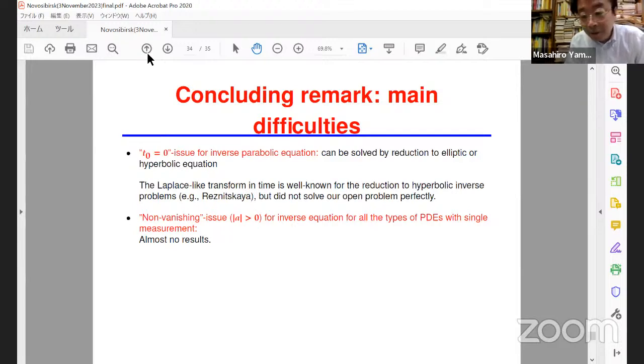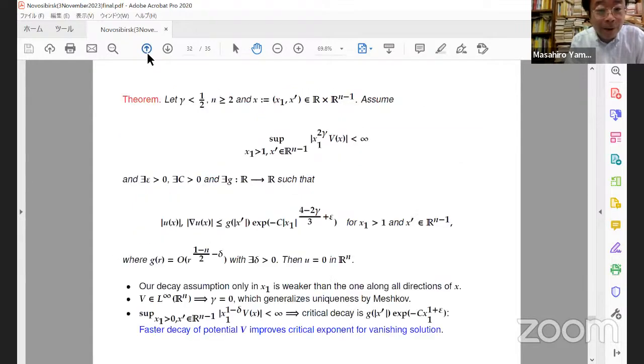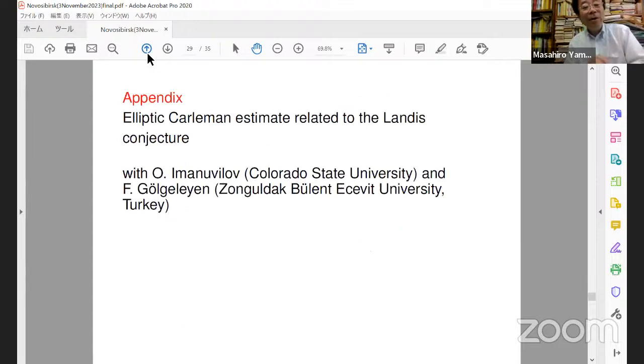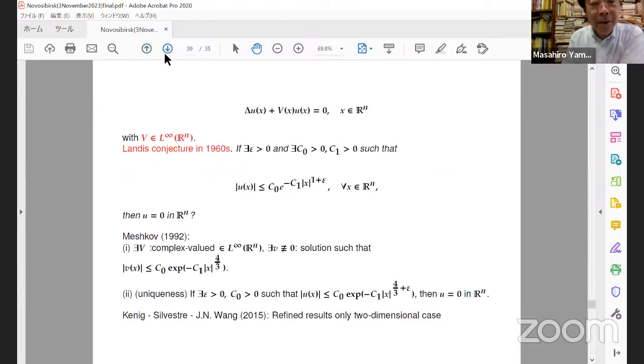Maybe 5 minutes or shortly. Then just shortly as an appendix, the Landis conjecture. This is joint work with Manigov and Fikret Gergerian from Turkey. The statement is very simple. We will consider this kind of elliptic equation with the potential V(x). And for the moment, V is L infinity.